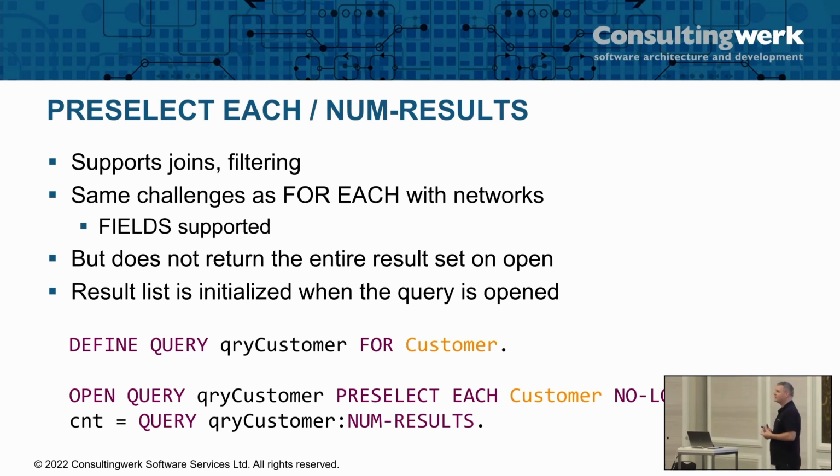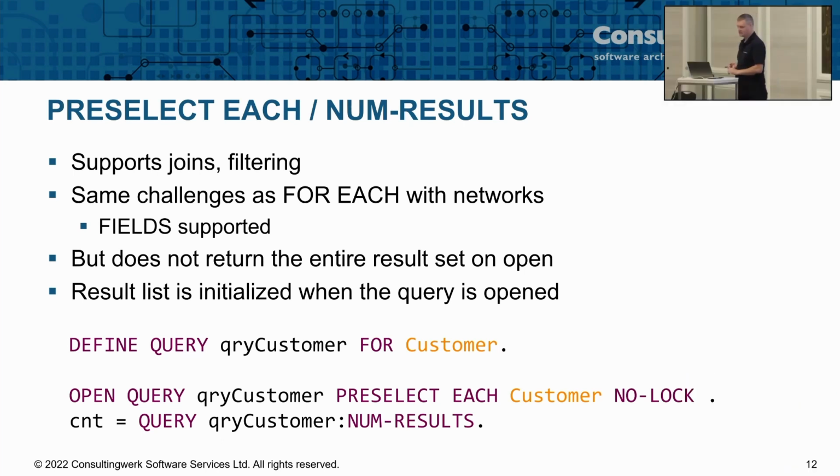On to my favorite, or typically favorite, pre-select each, a query. So we define a query. We open the query with the pre-select keyword rather than the for. What that does is it figures out what the result set is and tells us how big the result set is. So we just have to open the query. We don't have to iterate over each of the records to go and count them. We just say, tell me all of them, right? They're pretty quick and pretty easy.